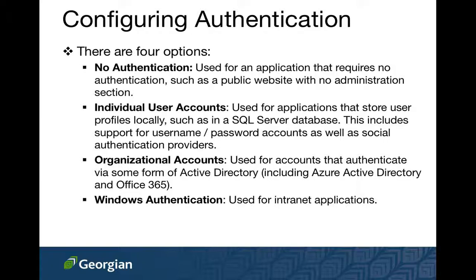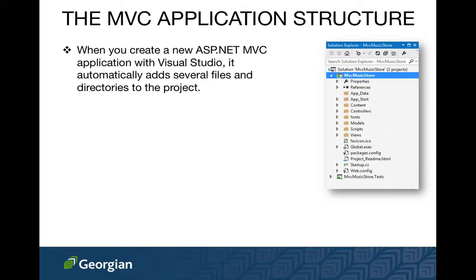I'm not going to talk about authentication too much at this point. I'm going to come back to it by week 5. We're going to talk about authentication then. So let's take a look at the MVC application structure, because once you build out, if you choose MVC as your pattern, you get all this stuff. Take a look. You get app data, app start, content, controllers, fonts, models, scripts, and views. And that's how it's broken out.